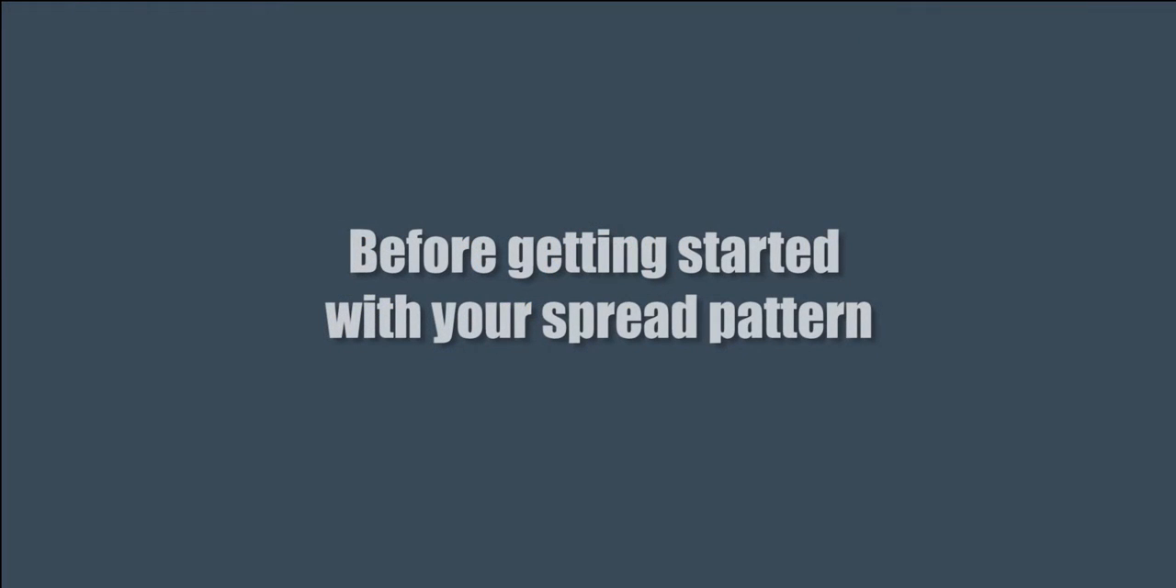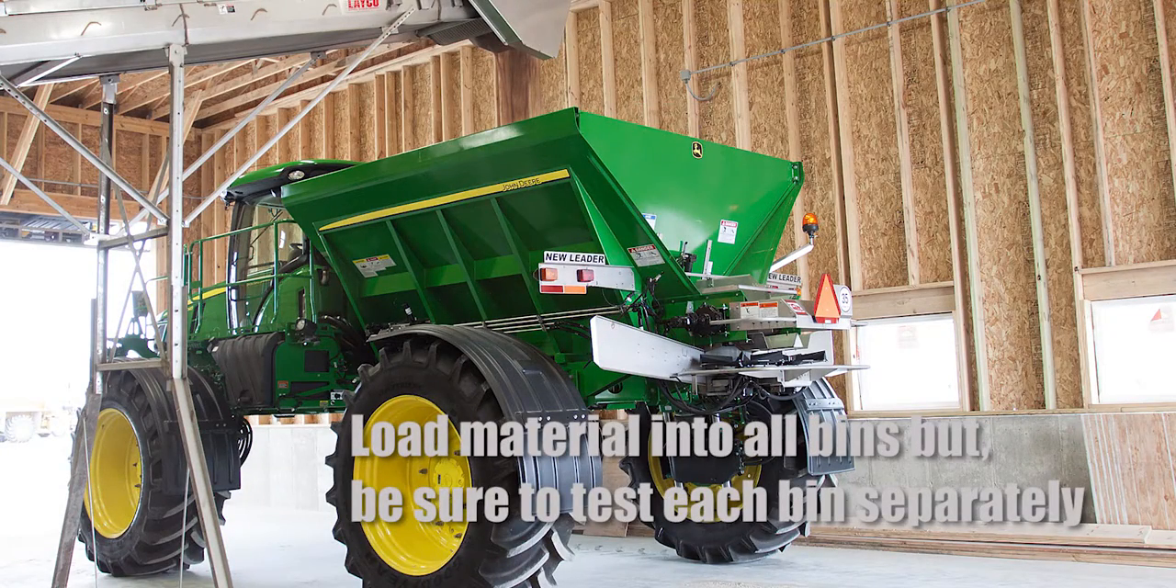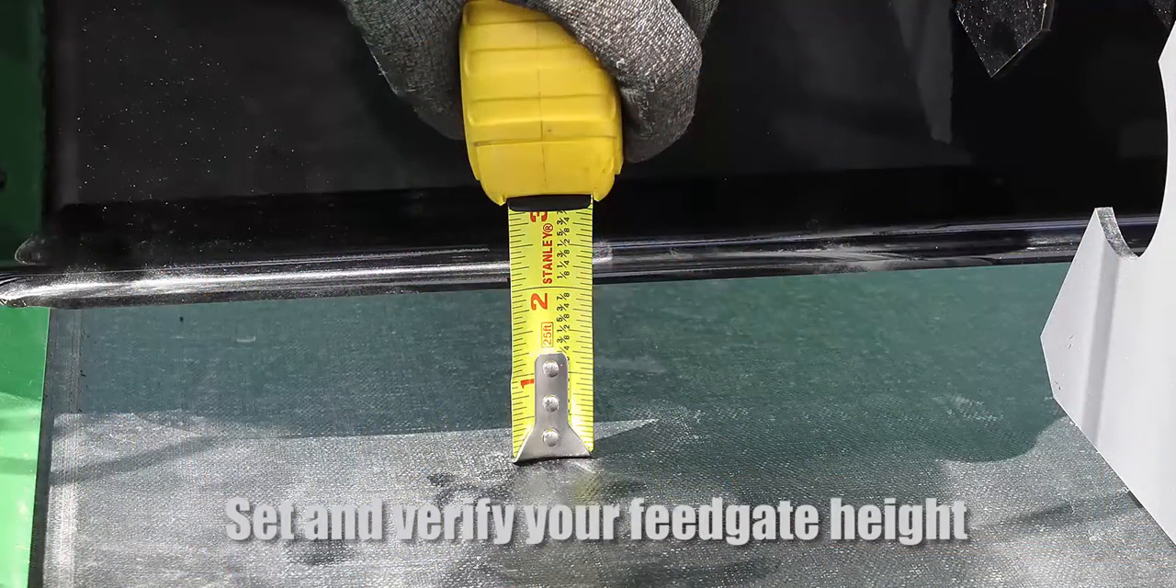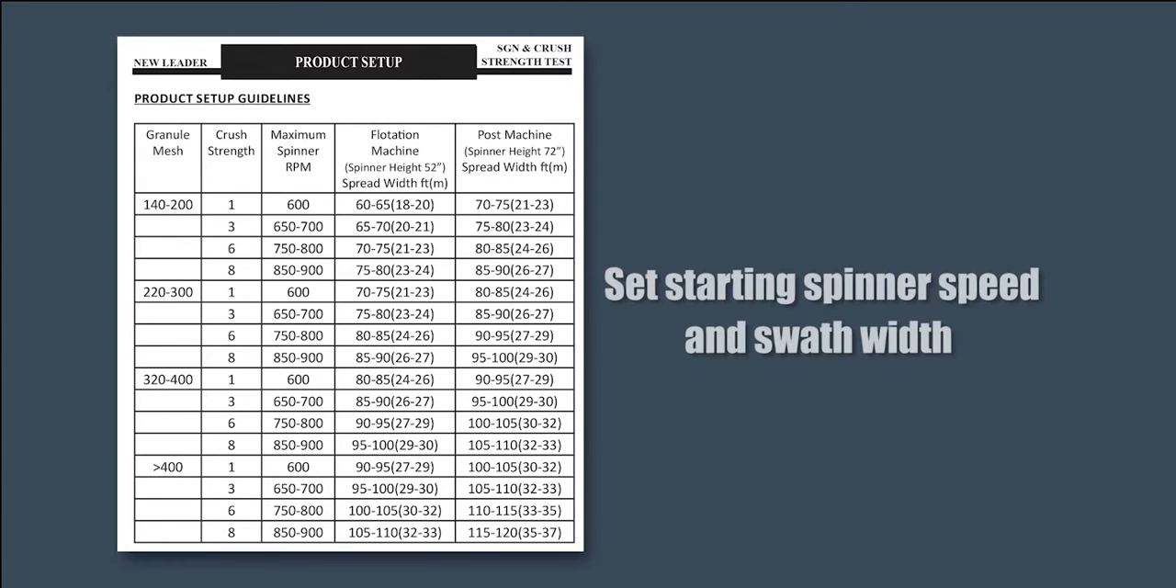What you need to do before getting started with your spread pattern. Load material into all bins, but be sure to test each bin separately. Set and verify your feed gate height. Test your product using the SGN and crush strength test kit, part number 308907. Now set your starting spinner speed and swath width using the chart provided.